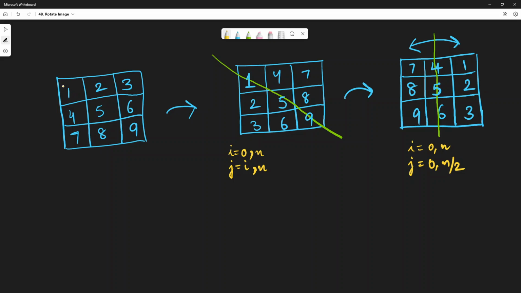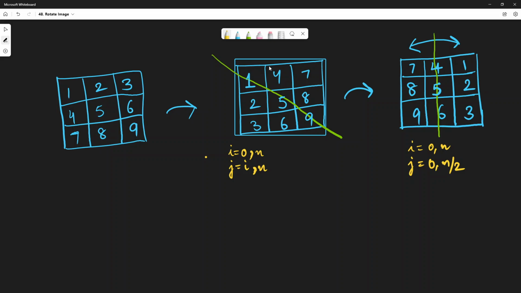So here you can see, on the axis of this diagonal, we were having 4 and here 2, right? We have flipped it, so now it becomes 2 and 4. 7 and 3 are flipped, so it becomes 3 and 7. Then 8 and 6 are flipped, so it becomes 6 and 8. Like this we have flipped all the elements across the diagonal. That is what is meant by transposition, and that is the first step which we will be doing here.